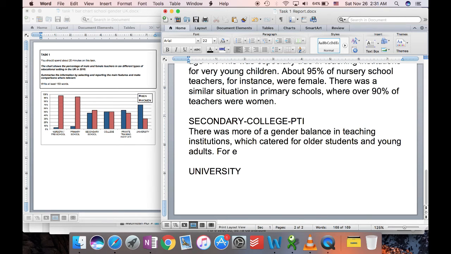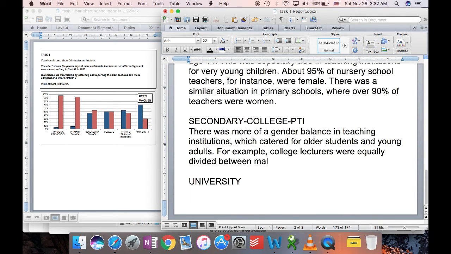For example, in the college, let's talk about, in fact, college lecturers. For example, college lecturers, it's 50-50. So we could say equally divided between male and female teachers, or in fact better to say between men and women, equally divided. That's enough.